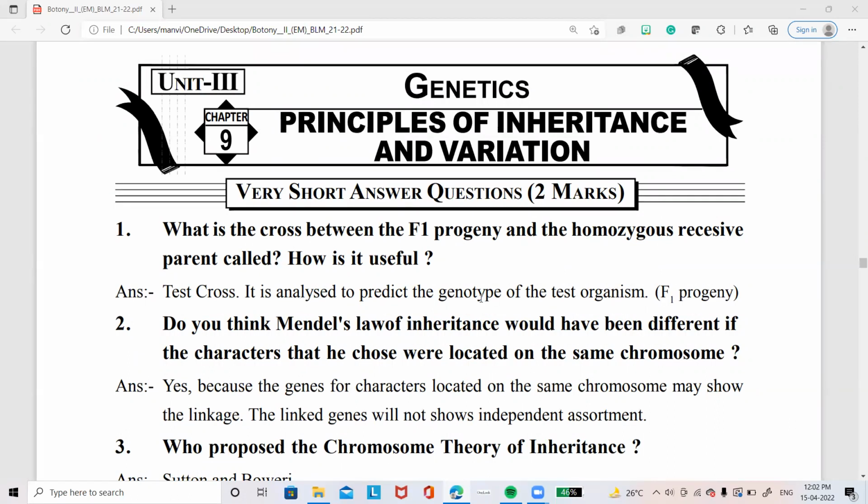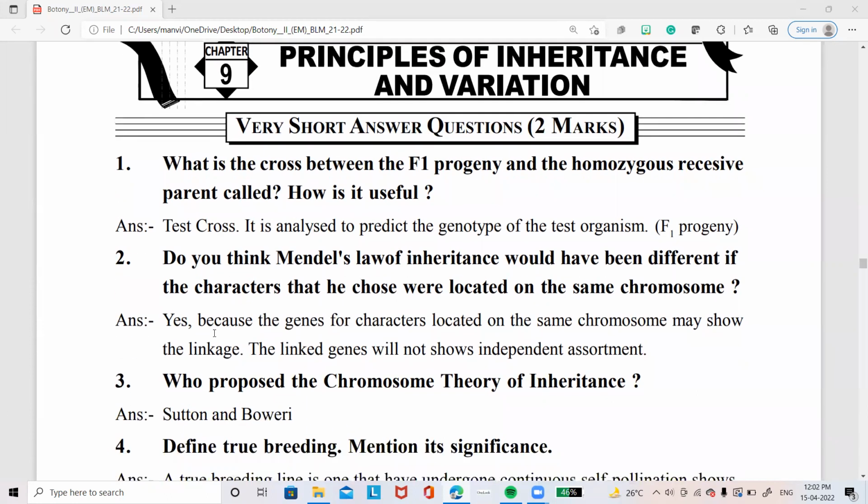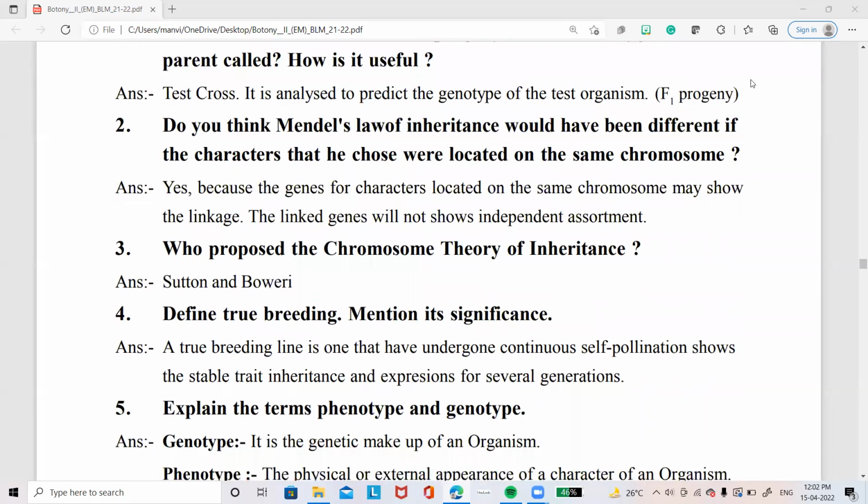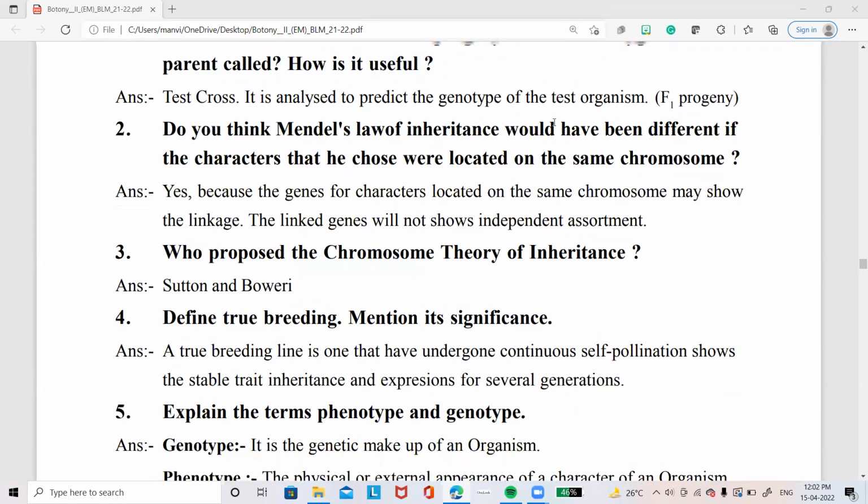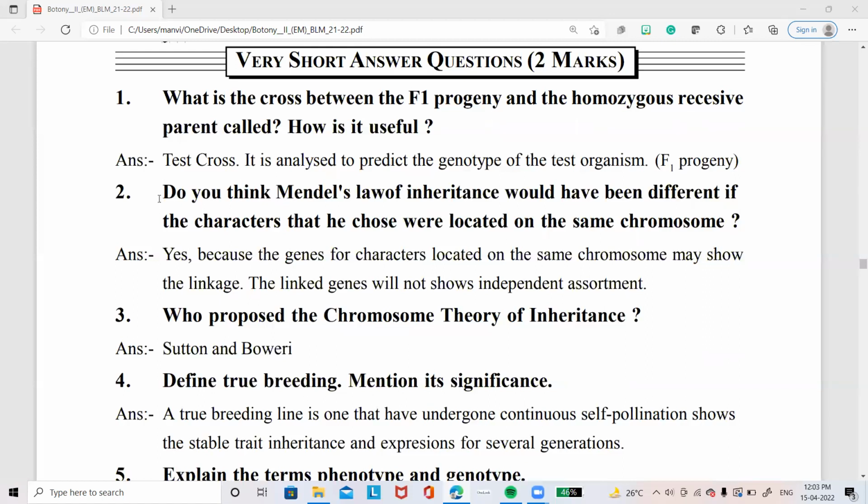It is analyzed to predict the genotype of the test organism, like the F1 progeny, to test whether it is homozygous or heterozygous. To identify that, we do the test cross.